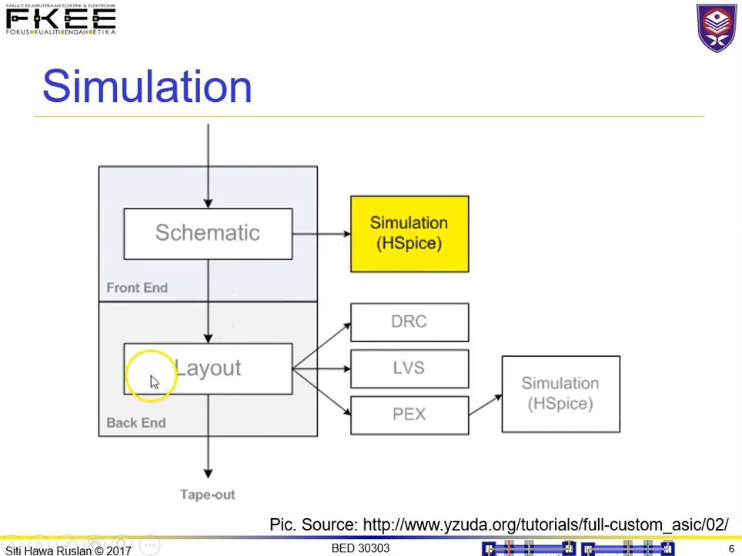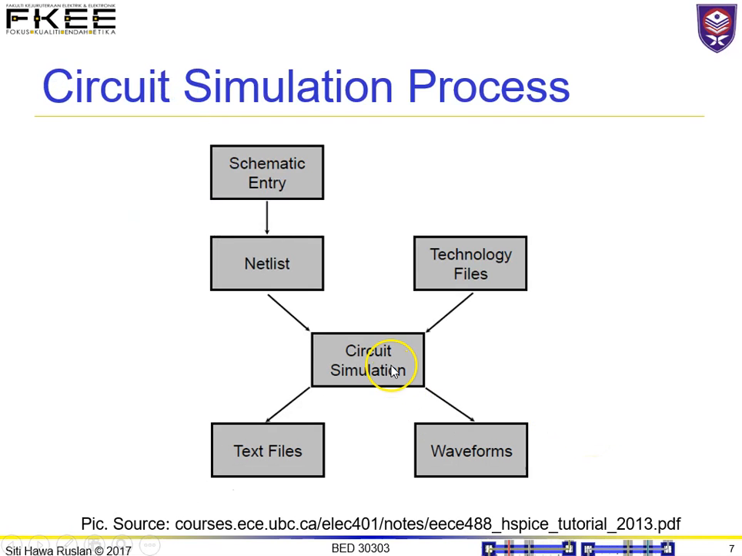Similarly, at the back end, if you draw your layout, after you have done the DRC, you do LVS, meaning that the layout is equivalent to your schematic. Then you do the PEX, which is a parasitic extraction. From there, you include all the parasitic values and you simulate your circuit again. So the simulation will use the HSPICE engine. This is another place where the circuit simulation will be done.